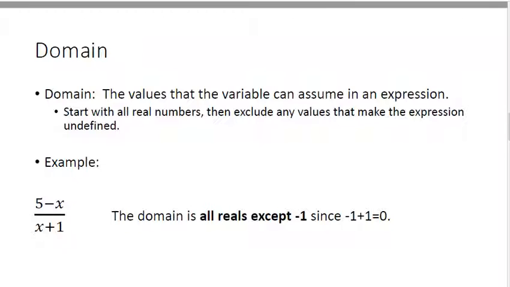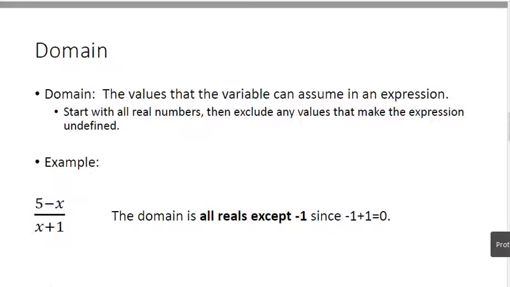The domain is the set of all values that the variable can assume in an expression. So what we can think about is the numbers that would make the rational expression undefined and just exclude those from all real numbers. For example, if we have the expression (5 minus x) over (x plus 1), the value that would make this expression undefined would be the value that makes the denominator 0. In this case, -1 would make that denominator 0. So x could assume any real number, except for -1, because it makes the denominator 0.